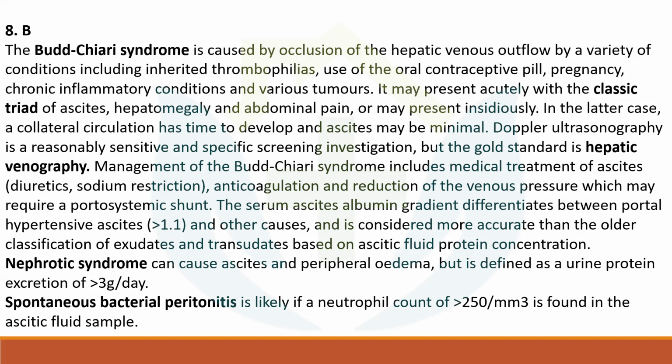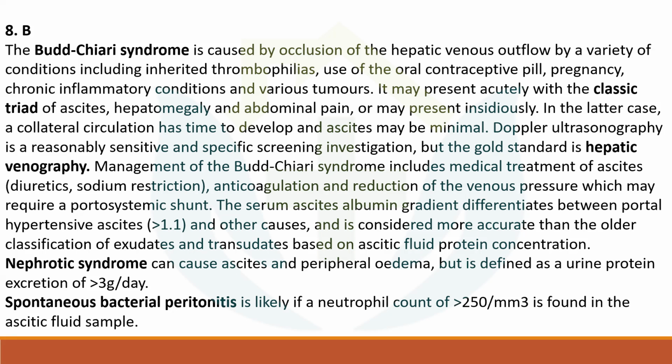The Doppler ultrasound is a reasonably sensitive and specific screening investigation, but the gold standard for this is hepatic venography. Management of Budd-Chiari syndrome includes the medical treatment of ascites, anticoagulation, and reduction of venous pressure, which may require portosystemic shunt. The serum ascites albumin gradient differentiates between portal hypertensive ascites and other causes and is considered more accurate than the older classification of exudates and transudates based on ascitic fluid protein concentration.